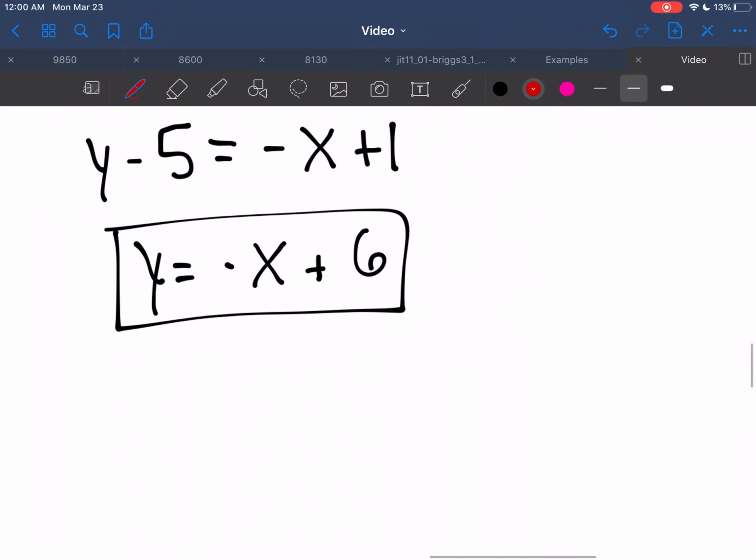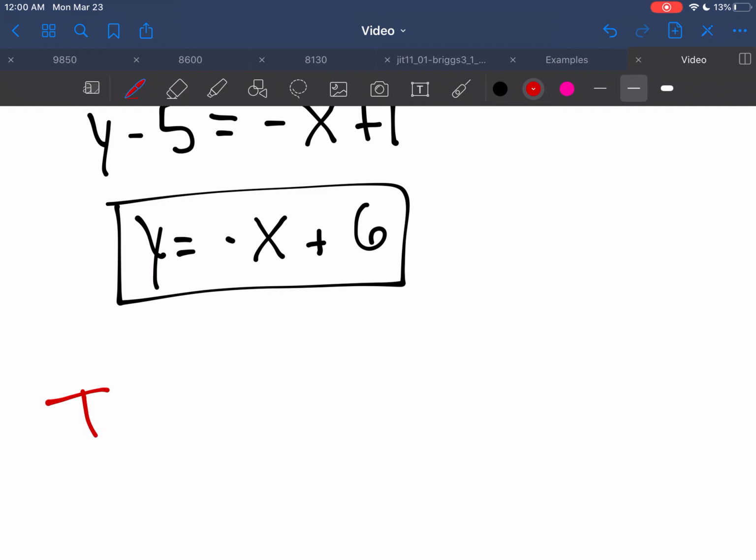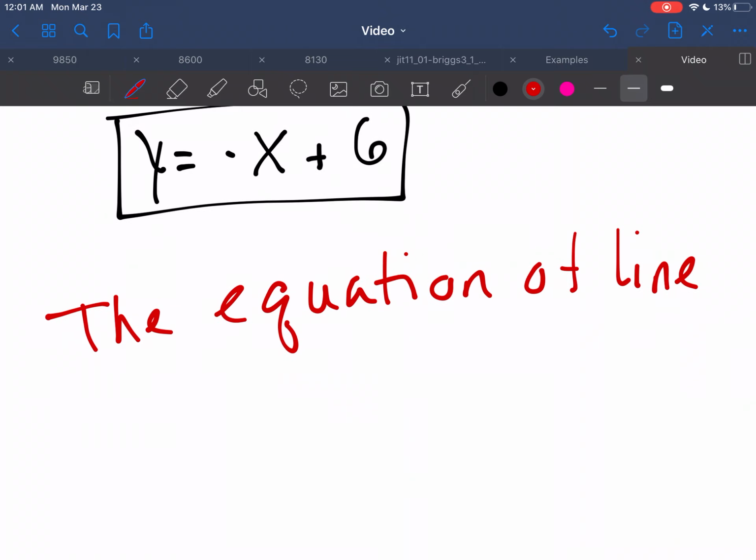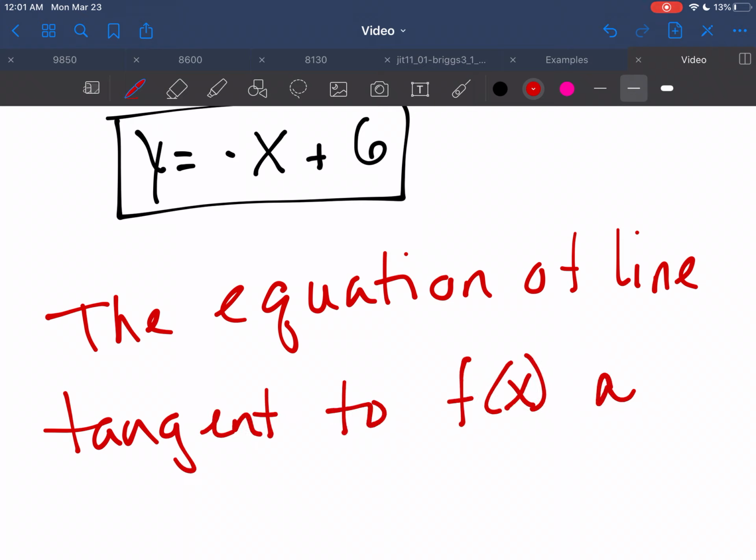And so what we did was we found the equation of the line tangent to our function f of x at x equals 1.